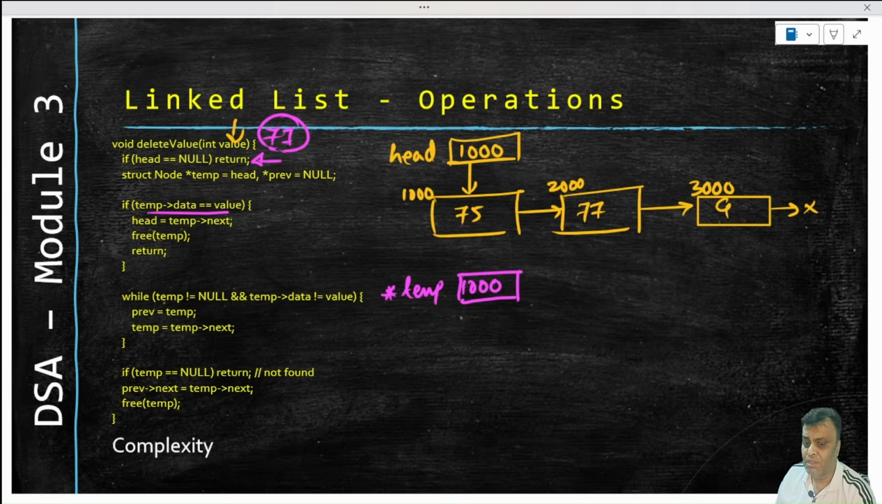So what am I doing? I'm sorry, if it is equal, then we are going to delete. It's not there, right? It's not equal. So if my temp data is not equal to the value, then what am I going to do? I'm going to just skip this entire position and go into a loop.